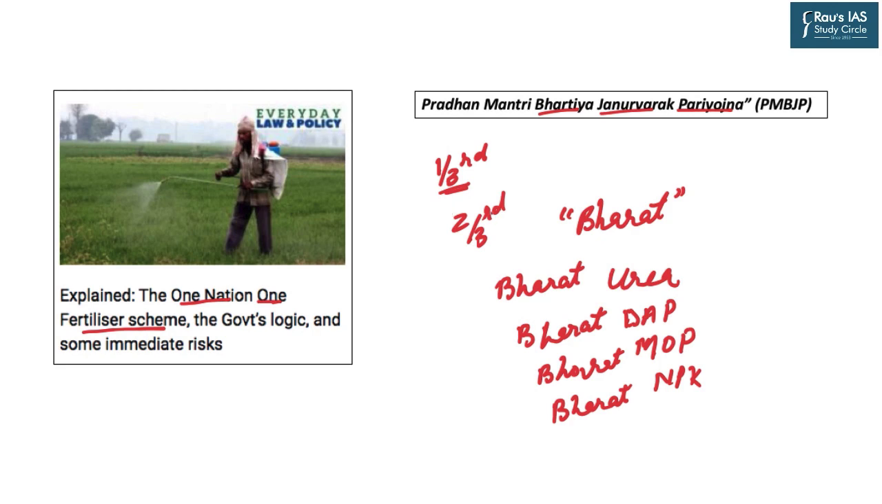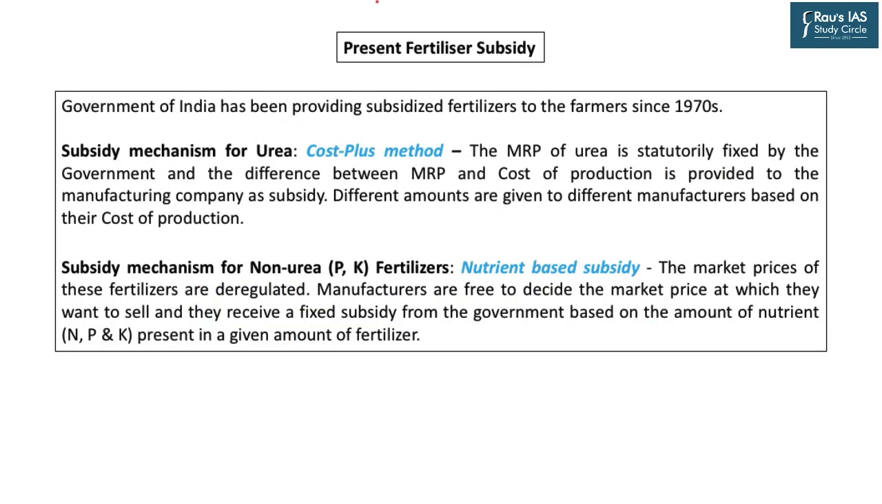Well, this is an administrative move and there is not much to study here. But since this thing is in the news, we must get back to the basics. Government of India has been giving subsidies for fertilizer to the farmers since the 1970s. And the government has devised separate mechanisms for urea subsidy and for non-urea, mostly the potassium and phosphorus fertilizers.